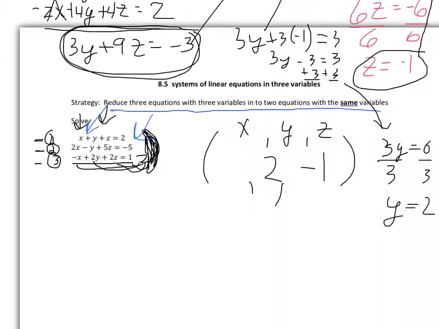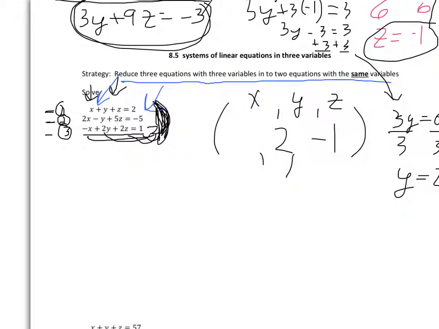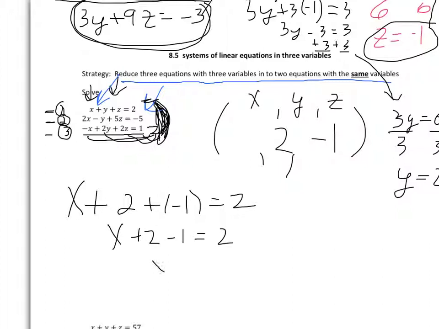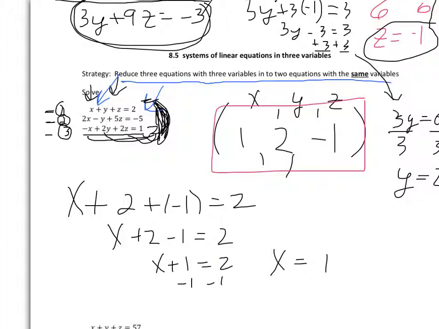So once we have those y values and z values, the only value that we're missing is x. So in order to find out what x is, we need to plug these y and z values into an equation that has x. I'm just going to use the first one. So we have x plus 2 plus negative 1 equals 2. So really we have x plus 2 minus 1 equals 2. So x plus 1 equals 2. Subtract 1. And we get x equals 1. So the solution to this system of linear equations in three variables is 1, 2, negative 1.